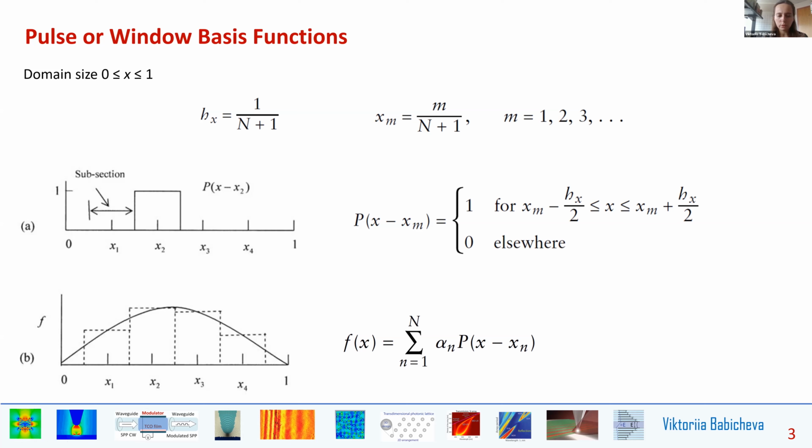We also can note that pulse functions are orthogonal in nature because they do not overlap with each other. Right? You can see that each of them is 1 on the interval of its subdomain and 0 outside, so they do not overlap. And a pulse function can be differentiated only once. So because of it, it can be employed to approximate a function that is to be differentiable twice.